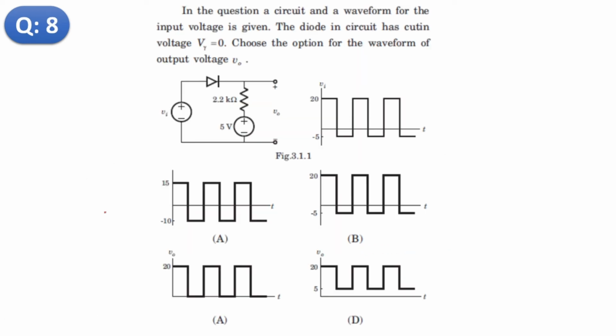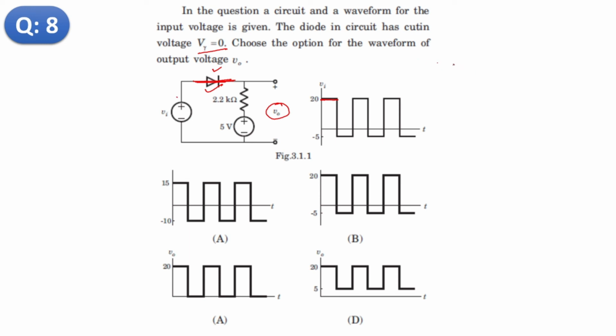Now question number 8. In this question, this Vγ, that is the threshold voltage, is given, which is equal to 0. So for the positive voltage it will conduct, and for the negative voltage it will not conduct, that is open circuit. The input is 20 volt here, initially 20 volt, that means it will conduct, so it will behave like a short circuit. The diode will behave like a short circuit, so it will short like this. So you can calculate this VO, which is exactly equal to Vi.